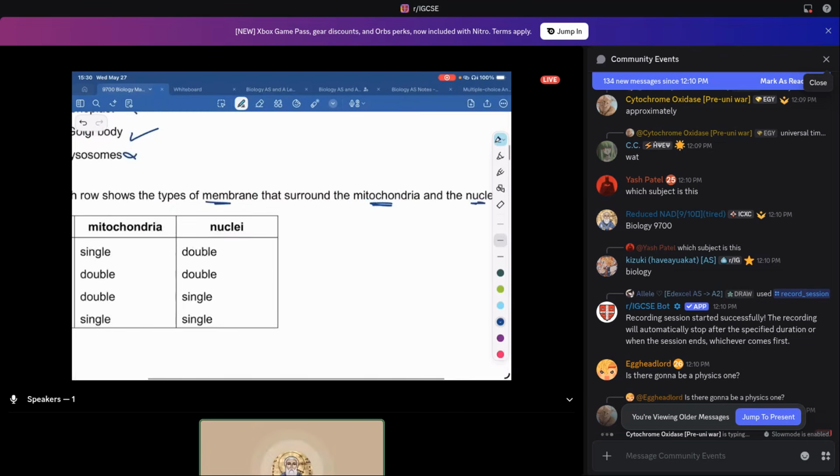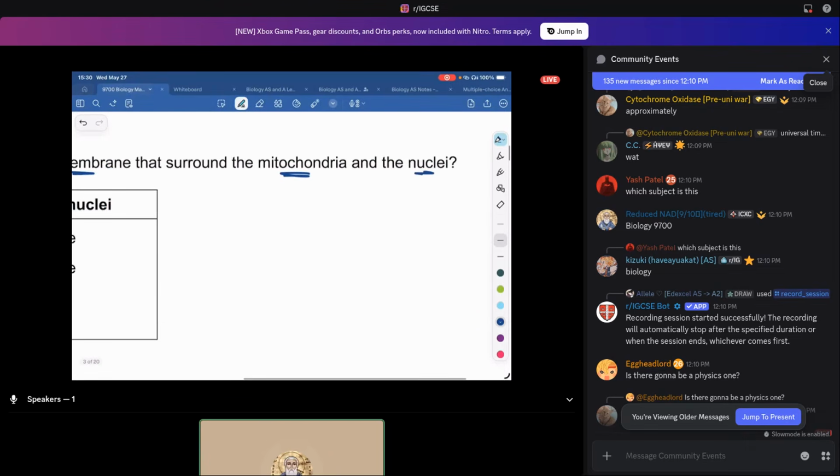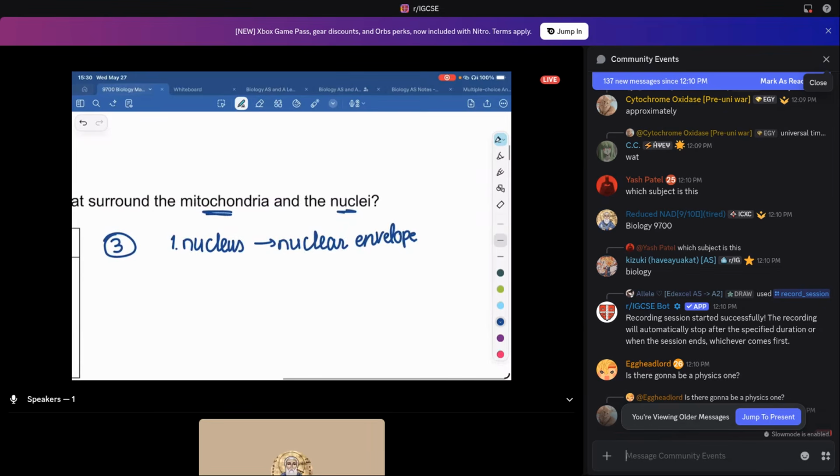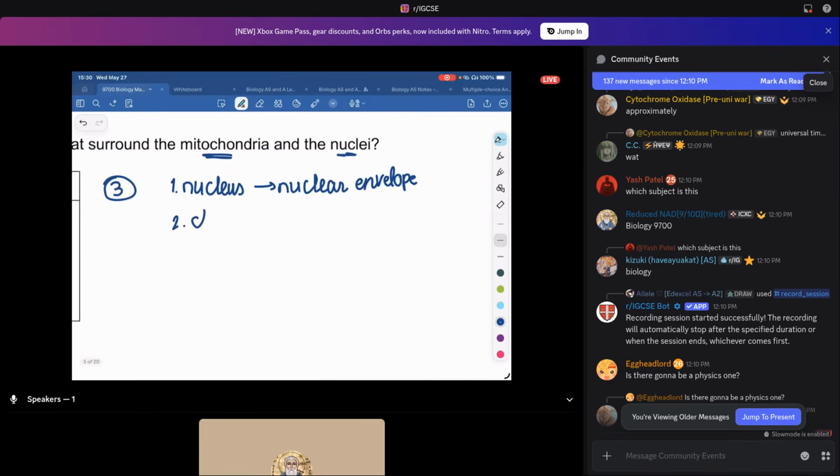Which row shows the types of membrane that surround the mitochondria and the nucleus? There are three double-membraned organelles in your syllabus. Number 1, the nucleus. And the membrane is called the nuclear envelope. Number 2, chloroplasts. And number 3, the mitochondria.